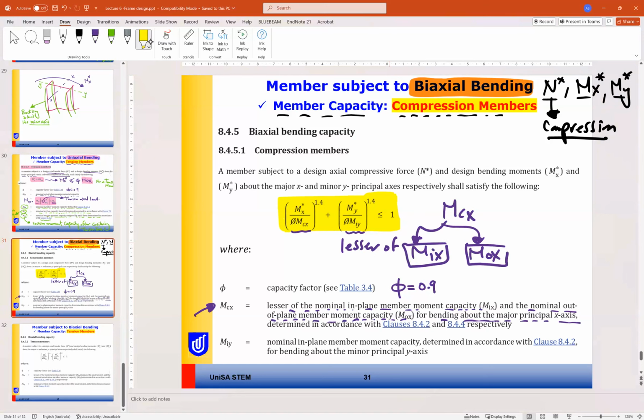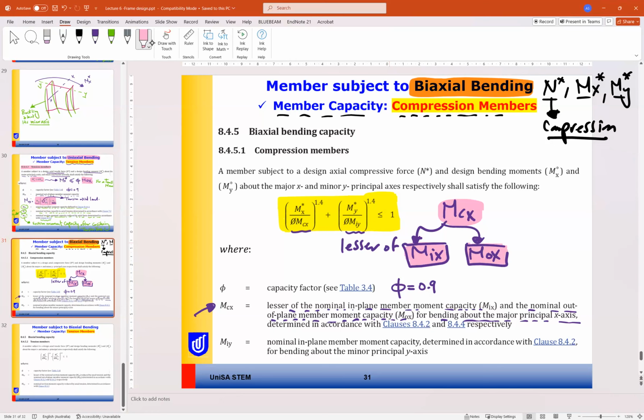What is the difference between MIX and MOX? What is the difference, guys? MIX is in plane capacity, MOX is out of plane capacity. So you have two capacities. You will take the critical. The critical is the lesser.